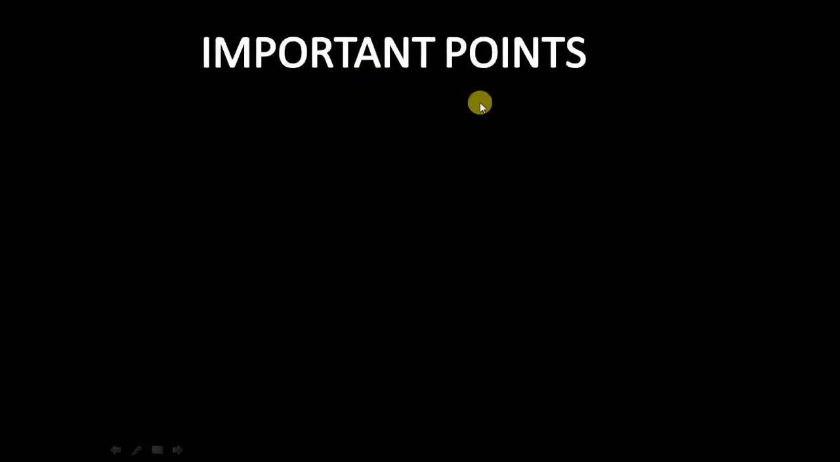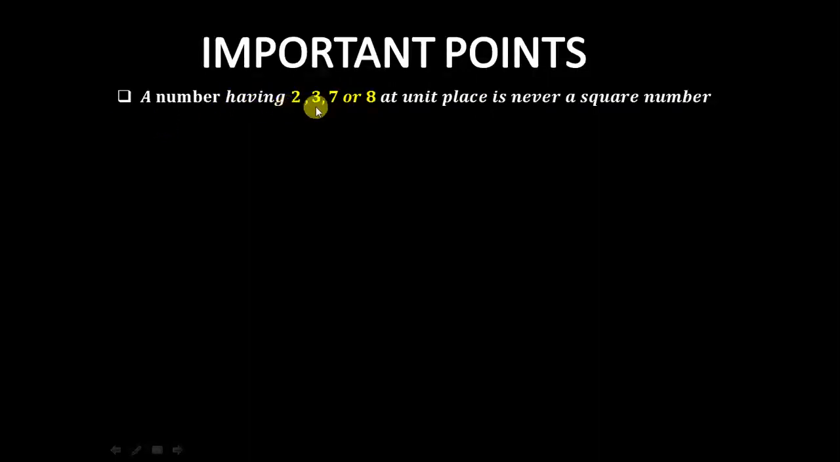Now important points from property 1 to 4. Let's check. A number having 2, 3, 7 or 8 at the unit place is never a square number.